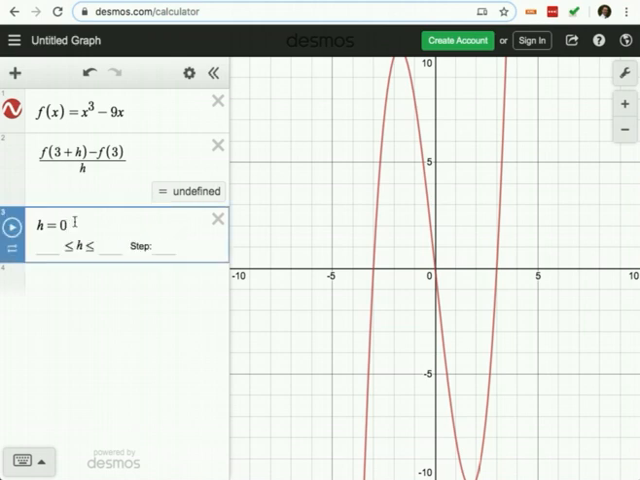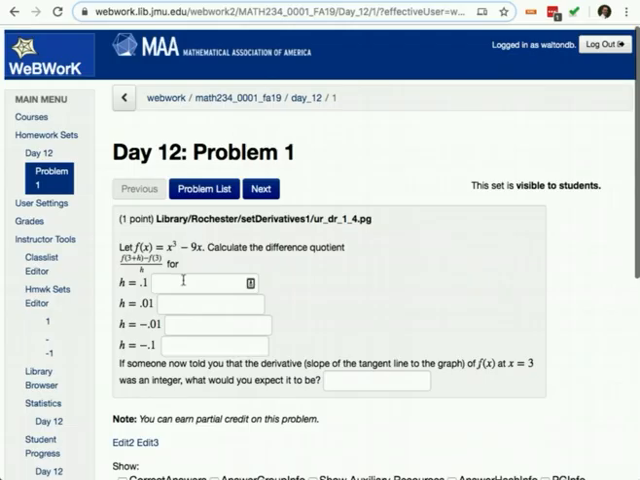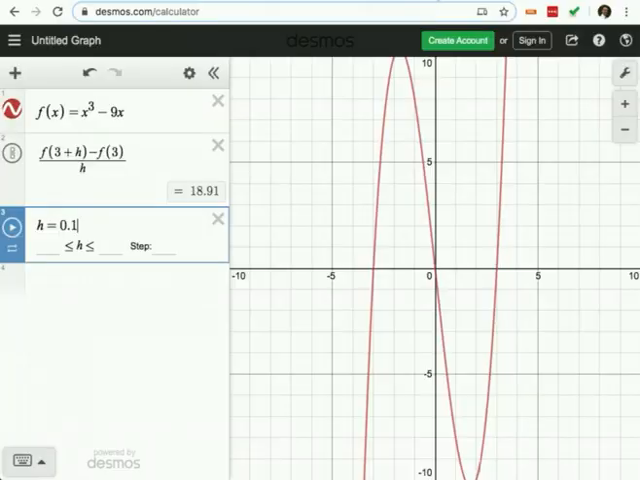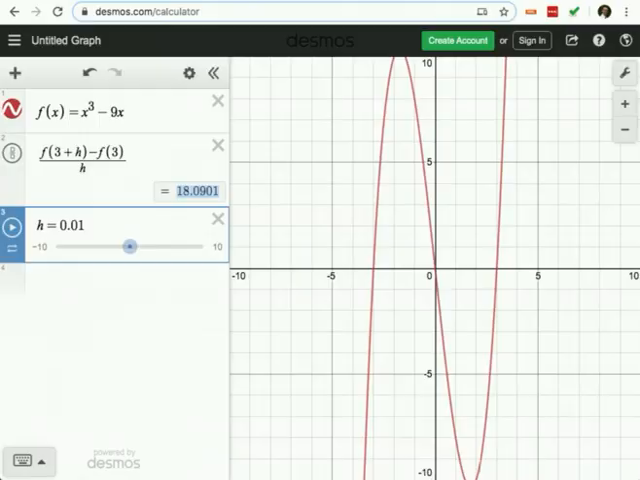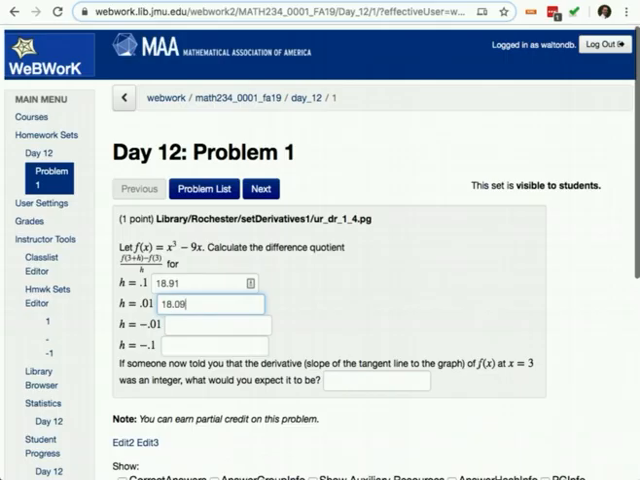But I can set h equal to 0.1, and I get a value here, 18.91. And I can also say, all right, cool. What happens if I go to h equals 0.01? Notice now I get a value of 18.0901. So that's my value here, 18.090901.